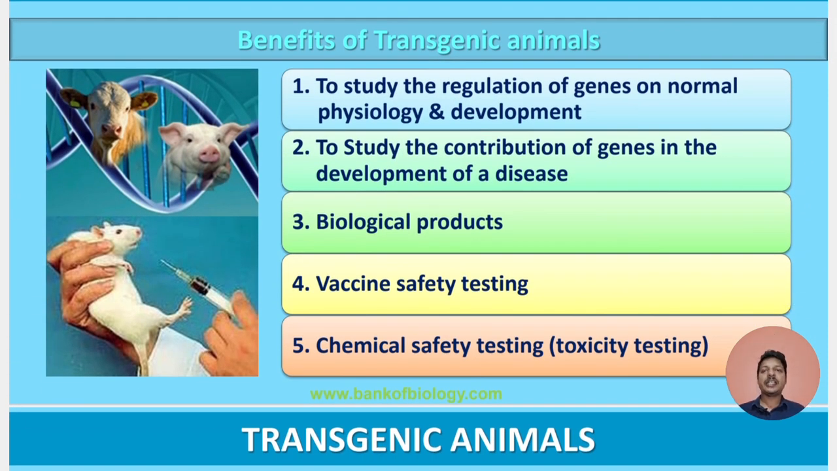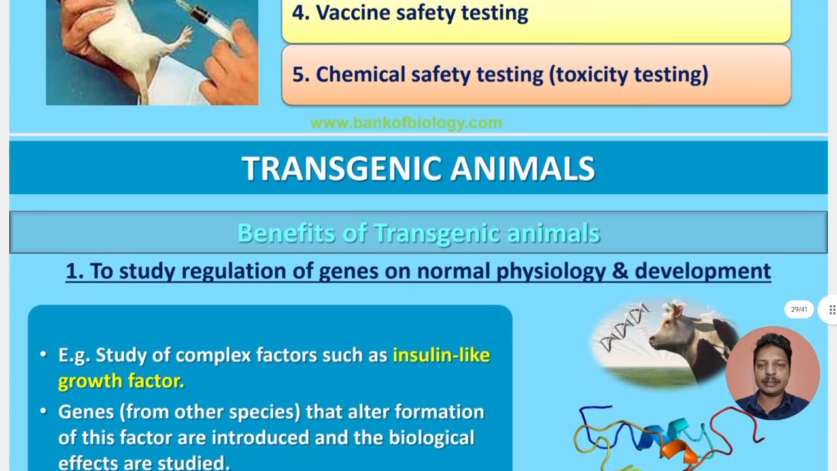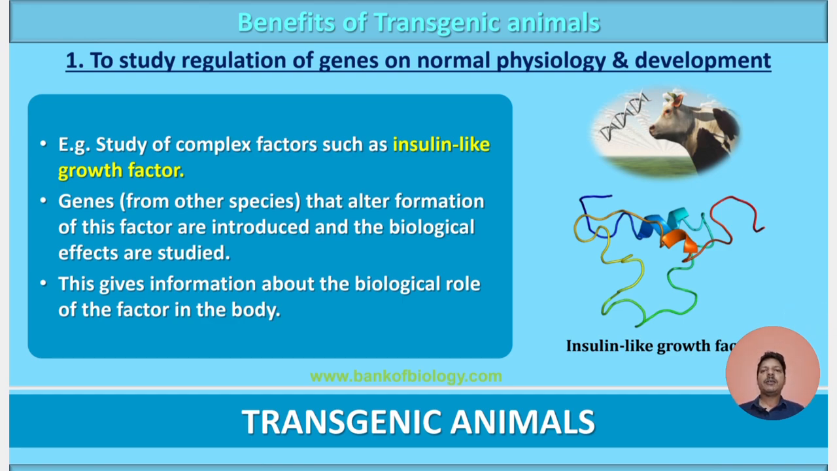Benefits. What are the benefits of transgenic animals? First, to study the regulation of genes on normal physiology and development. Second, to study the contribution of genes in the development of a disease. Third, biological products. Fourth, vaccine safety testing. And fifth, chemical safety testing, that is toxicity testing. First, to study the regulation of genes on normal physiology and development. Example, study of complex factors such as insulin-like growth factor. Genes from other species that alter formation of this factor are introduced and the biological effects are studied. This gives information about the biological role of the factor in the body.